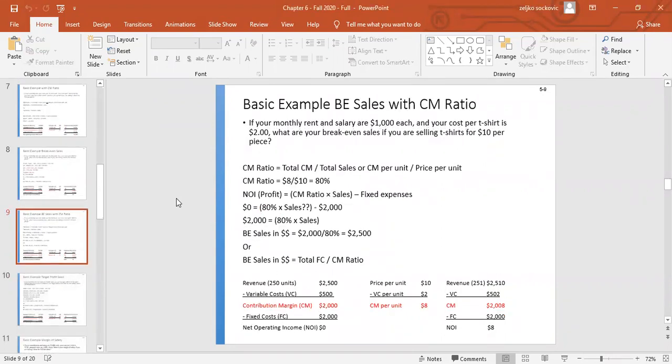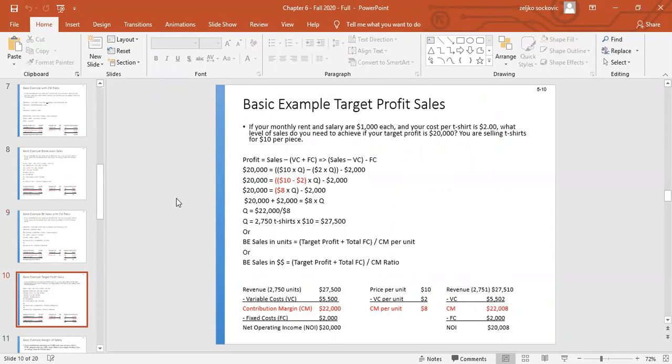Okay, this is with the ratio, so you will look at this. Target profit just means it's basically the same thing as break even, except instead of 0 for profit in break even, you would just put the number that the question is asking for. If your target profit is 20,000, then the number here will be 20,000, but everything else will stay the same. You will just have to add these 20,000 on top of your break-even sales.